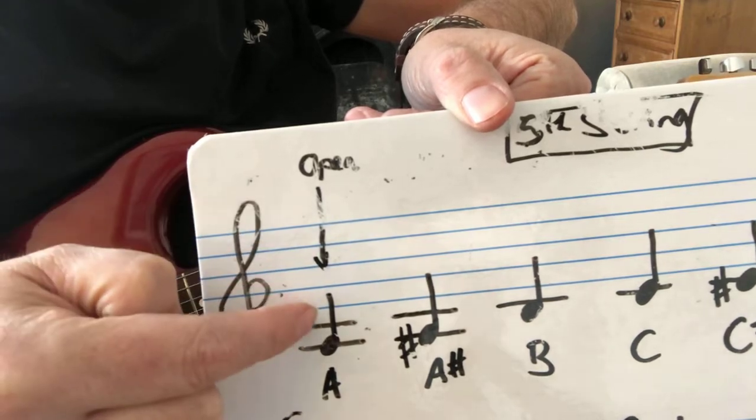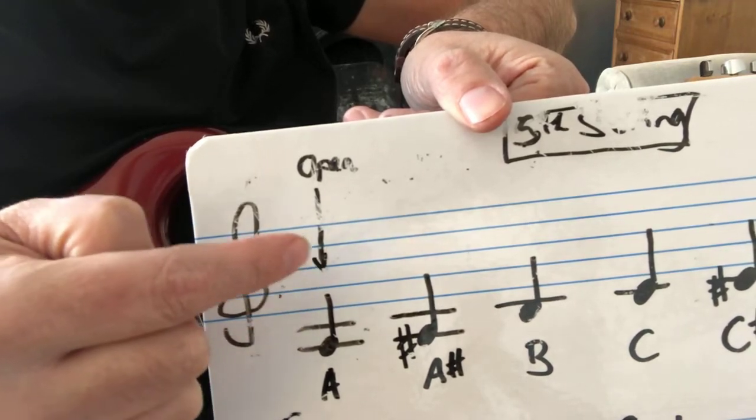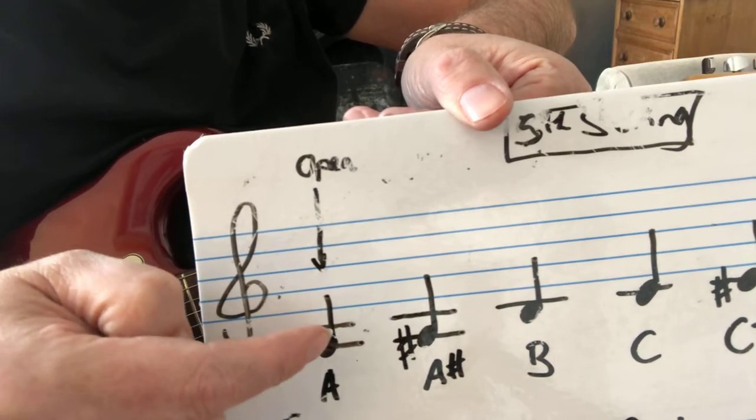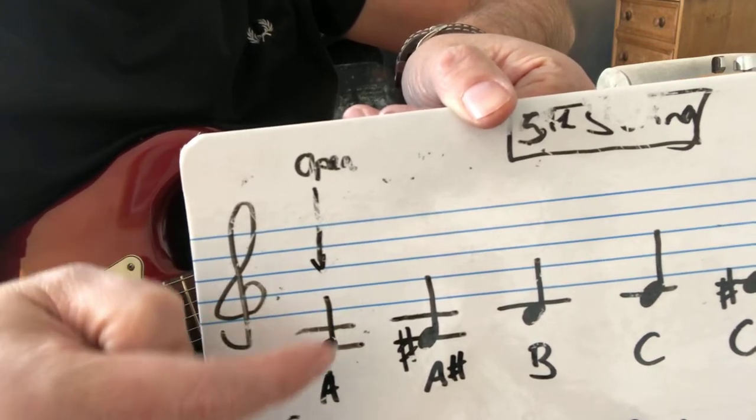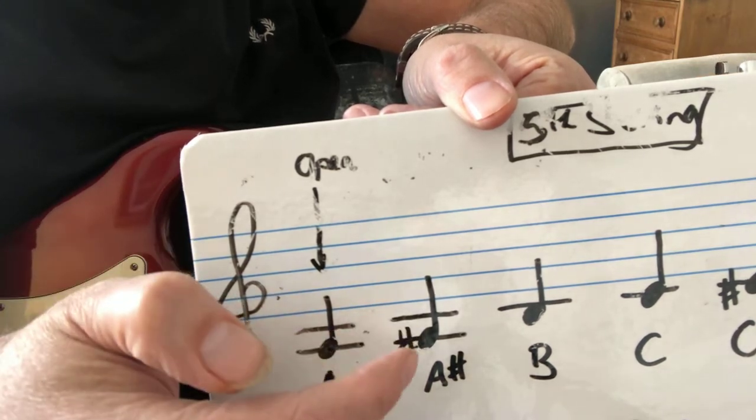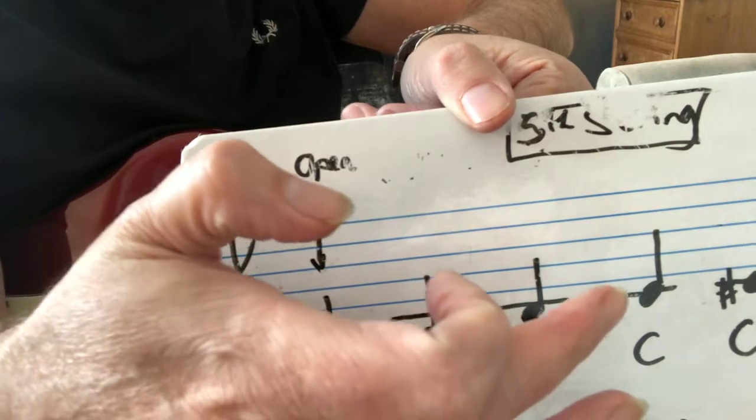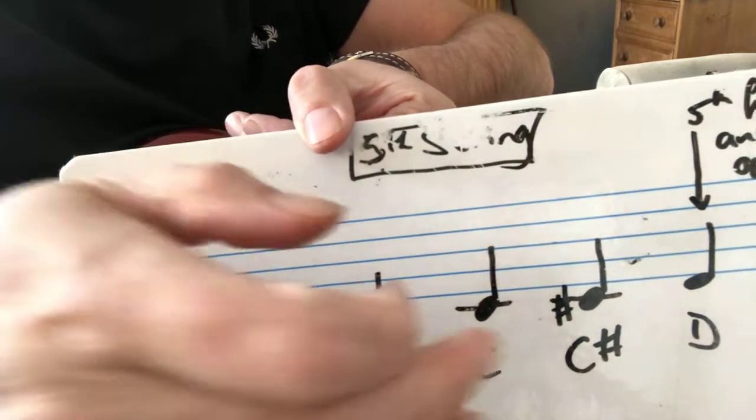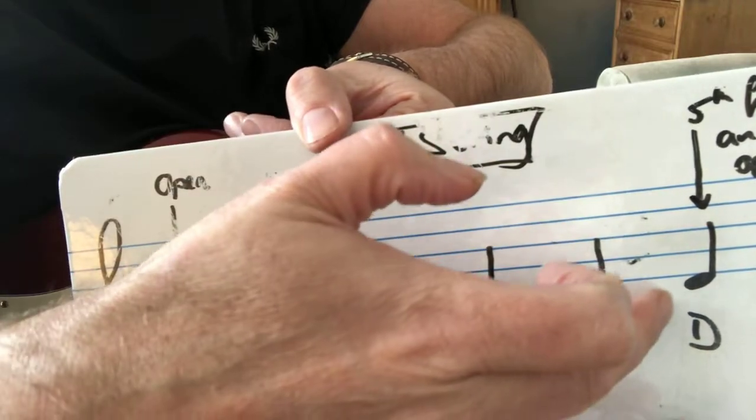This is called the stave, and the lines on here are just called lines. The lines below, the added lines, are called ledger lines. So the note on the second ledger line beneath the stave is A. Then we've got A sharp and B and C sharp, and finally D. D on the fifth string will be on the fifth fret, but it's also the open fourth.